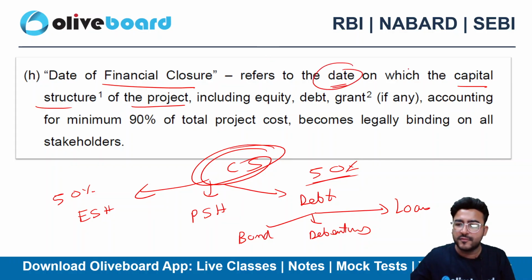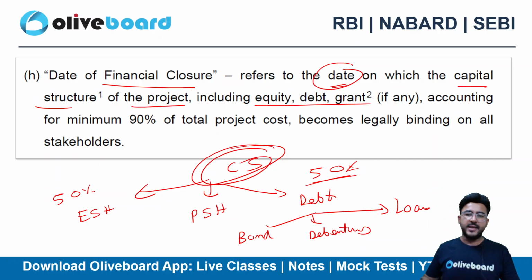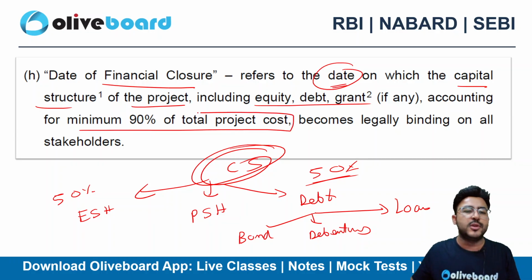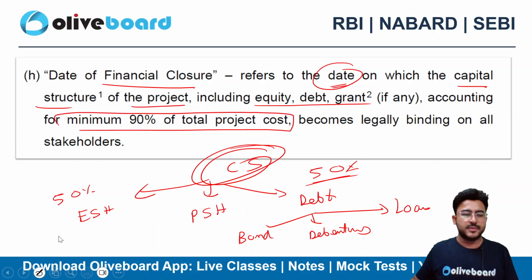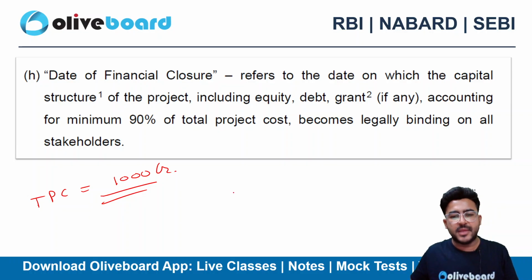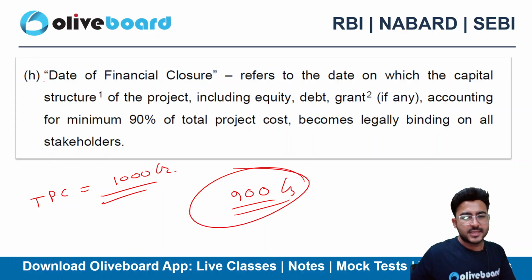Financial closure refers to the date on which the capital structure of the project, including all the arrangements like equity, debt, it can be grant as well, right? Maybe the government is giving me a grant for building these highways, right? Accounting for minimum 90% of the total project cost. Let's suppose the total project cost is 1000 crore. So the date on which I am able to secure 900 crore will be the date of my financial closure, right?